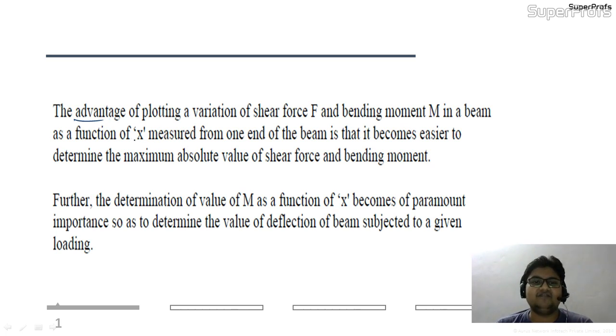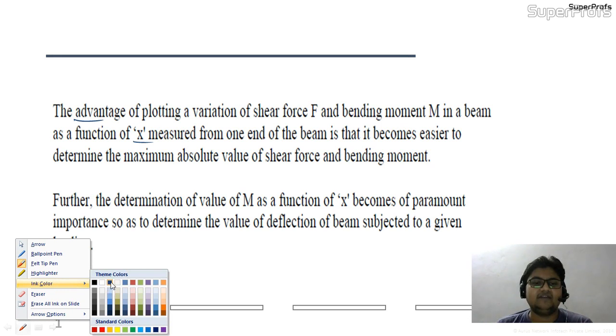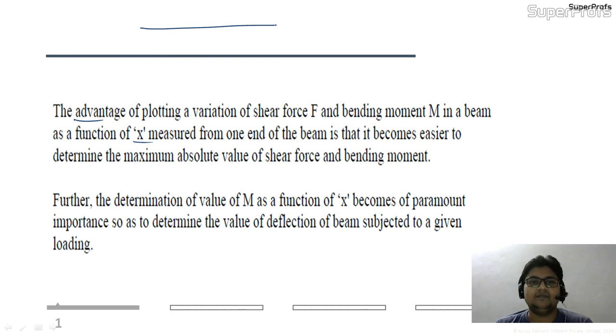So what is this function of x? Whenever we are given a beam, this is our beam, and we have to find values at a particular section. Suppose I have taken x equal to 0 here, and this is the section where x equals x dash. At a distance x dash, or at any arbitrary distance, we will find the value of shear force and bending moment.